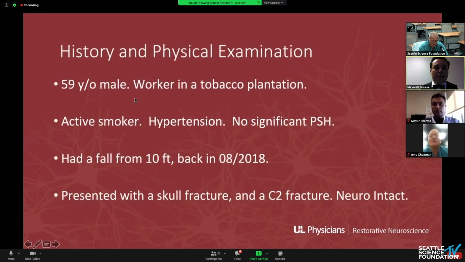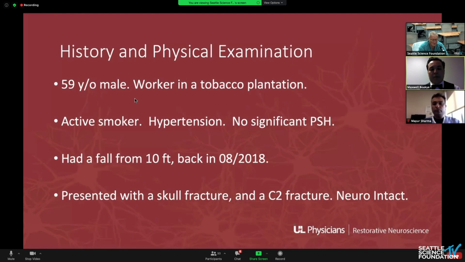So let's start. This is a 59-year-old male patient. He's a worker in a tobacco plantation. He's an active smoker. He has a past medical history remarkable for high blood pressure. He had a fall from 10 feet, and that was back in August 2018. He presented at his local hospital with a skull fracture and a C2 fracture, and his neurological condition was intact.